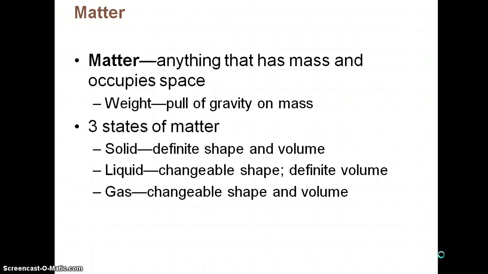Solids have a definite shape and volume. Liquids have a changeable shape but still have a definite volume that can be measured. And gas has a changeable shape and a changeable volume.